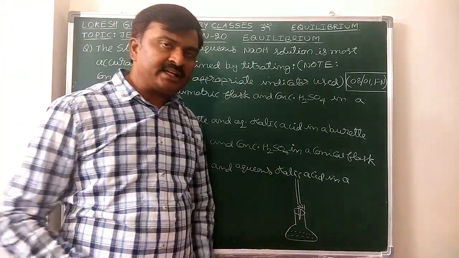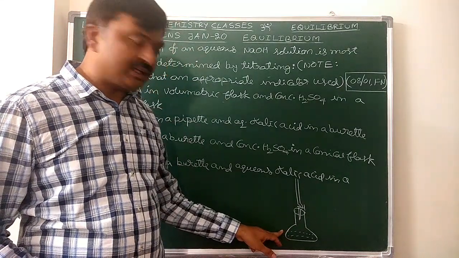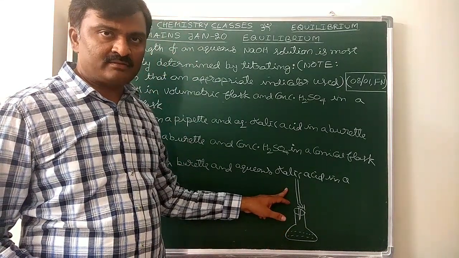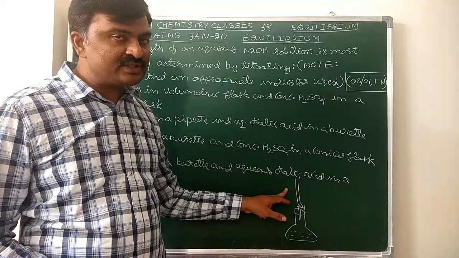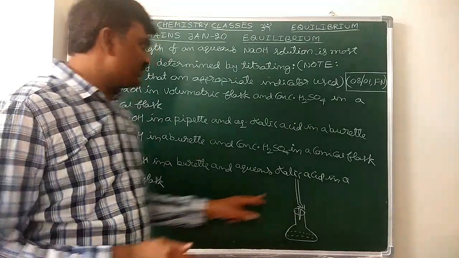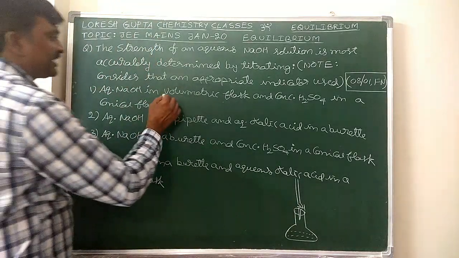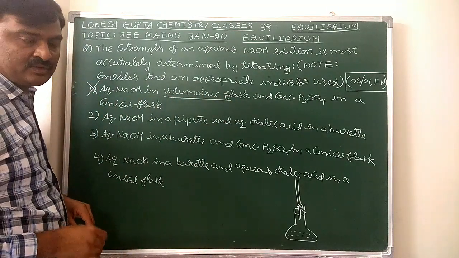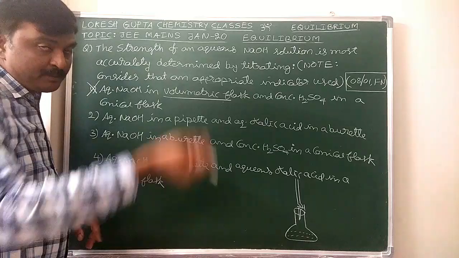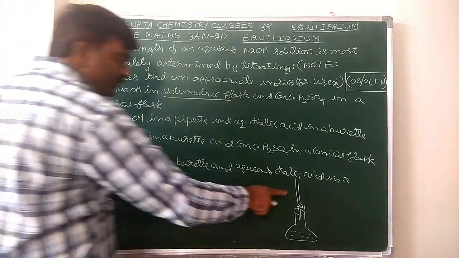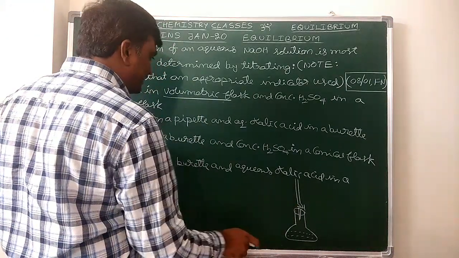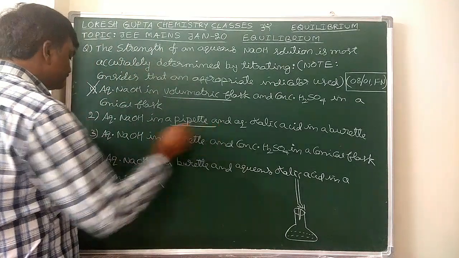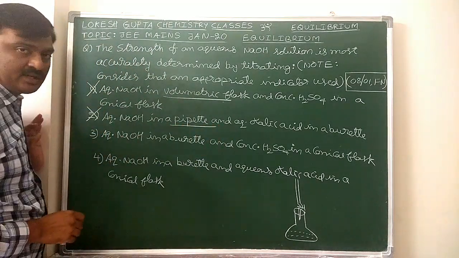See, in titrations, we use a conical flask and burette, but we don't use a volumetric flask. So option A is not correct. We use a pipette to pipette out the solution, but we don't use the pipette in this titration. So the second option is also wrong.